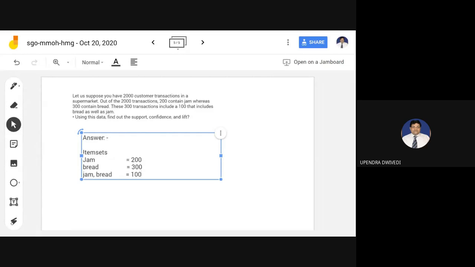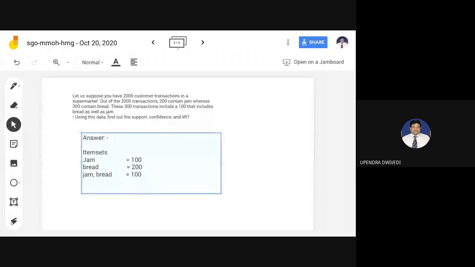Okay, bread will not be counted again. Okay, jam is counted 200 times. So again, it will become 100 because 100 is there, it will become 200. So that will be a ratio. Why is it so? Because if you are talking about the 300 transactions, 300 transactions include the jam and bread total, where 200 only contain the jam.